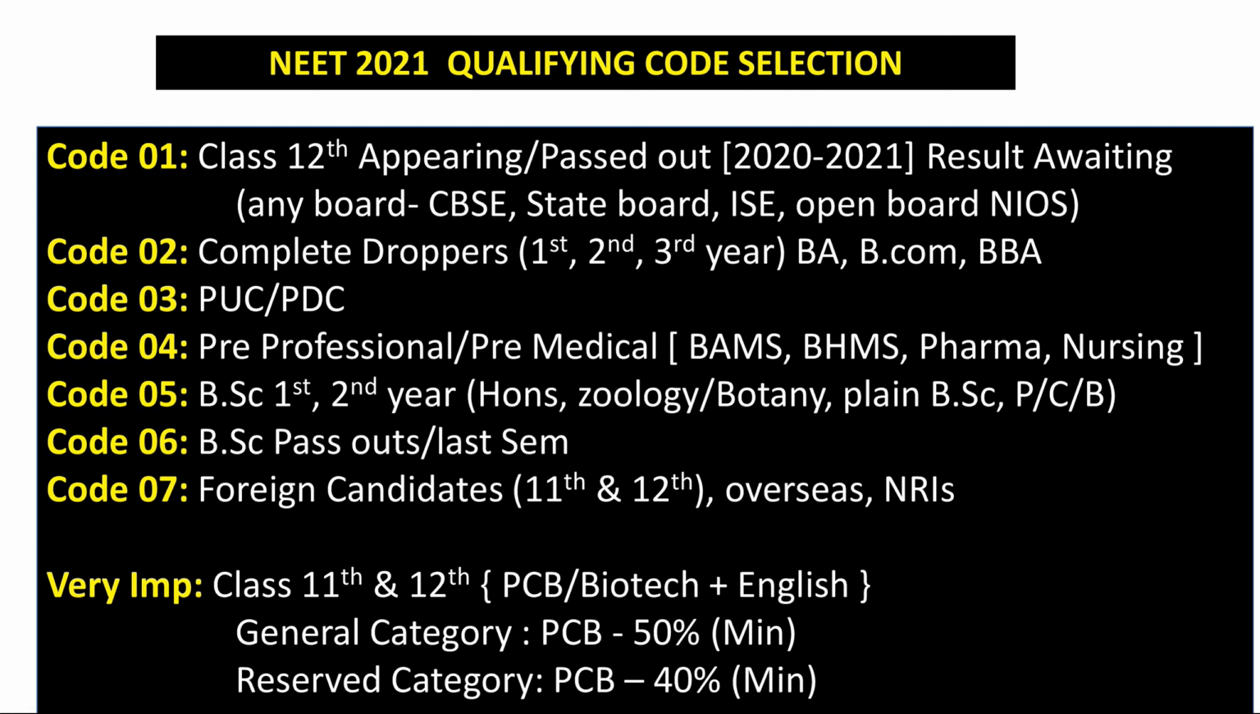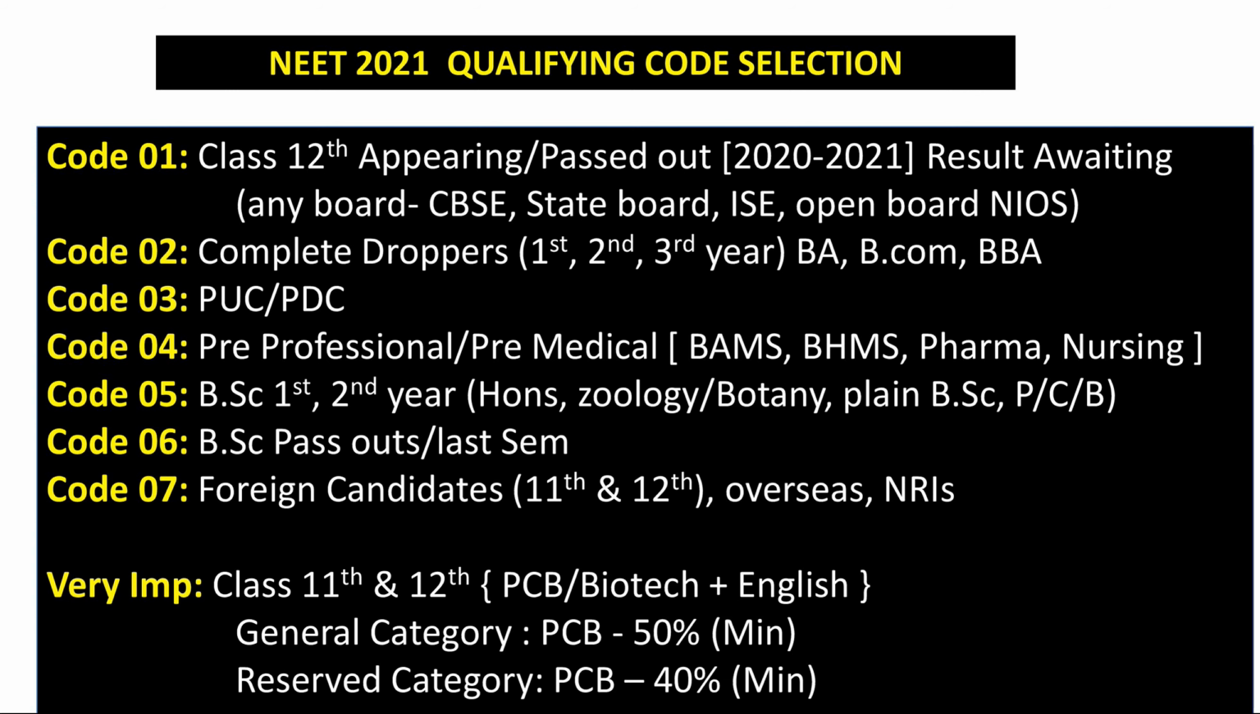To start with, Code 1 is for 12th students who are appearing or who have passed out. So we can say the students who completed the 12th last year and who have appeared in the 12th exam this year are eligible, even if they are from any board like CBSE, state board, ISC, or open board, etc. If you are waiting for your result, or if you passed out last year, you have to choose code 01. So please keep this in mind.